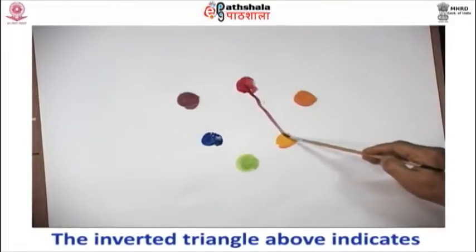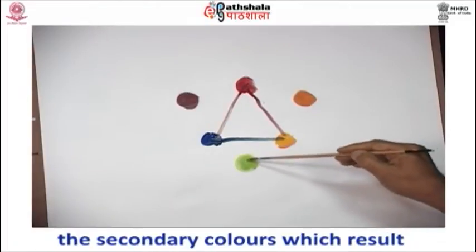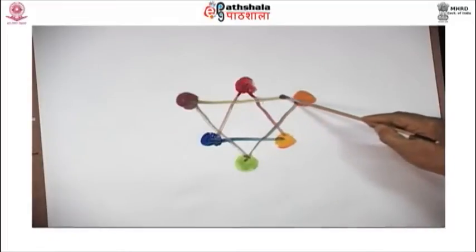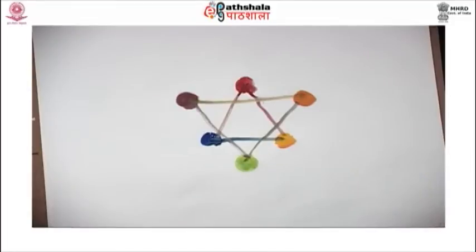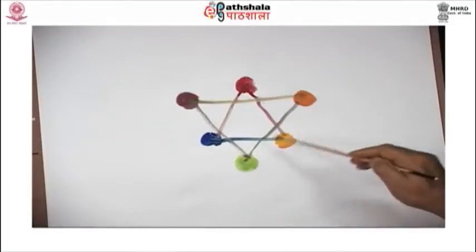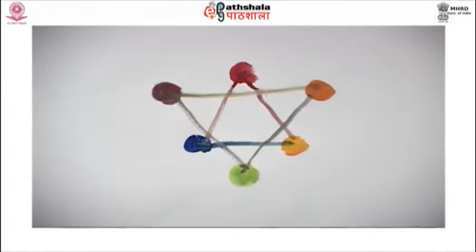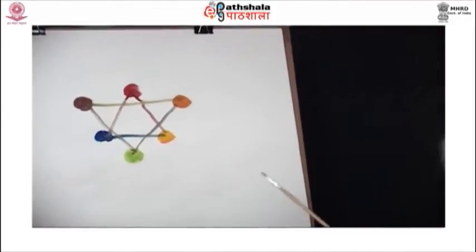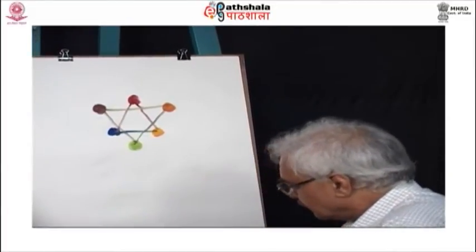The inverted triangle above indicates the secondary colors, which result from the mixing of primary colors. These together form 6 standard colors or pigments. Green, blue, and purple in the standard color chart form the cool color group, whereas red, yellow, and orange together build the warm color group.